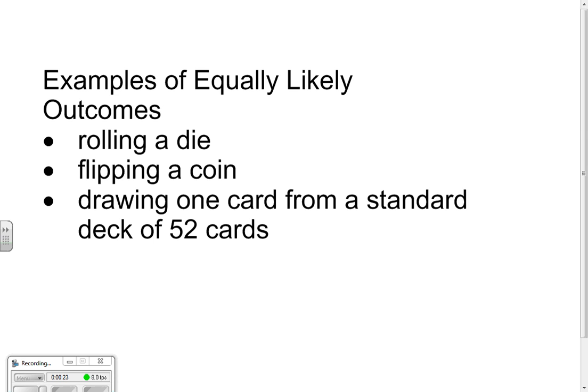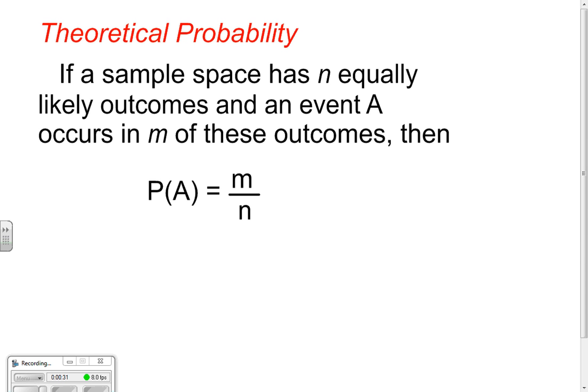Some examples of equally likely outcomes are rolling a die, flipping a coin, or drawing a card from a standard deck of 52 cards. Theoretical probability is found by taking the favorable over the total, just like we talked about in experimental.